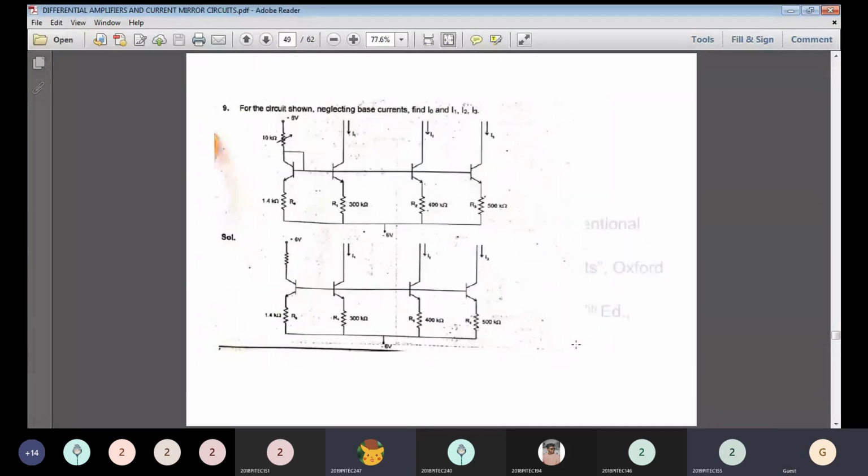So the next question is, this is the diagram. From the diagram you can identify this is a current mirror circuit. Here neglect all the base currents and find out the output current I0 and I1, I2, I3. What is the output I0? When the base current is very small, this is equal to the reference current. That is the concept of current mirror. So from the current mirror diagram, that is R1, R2, R3, and this is your RS.